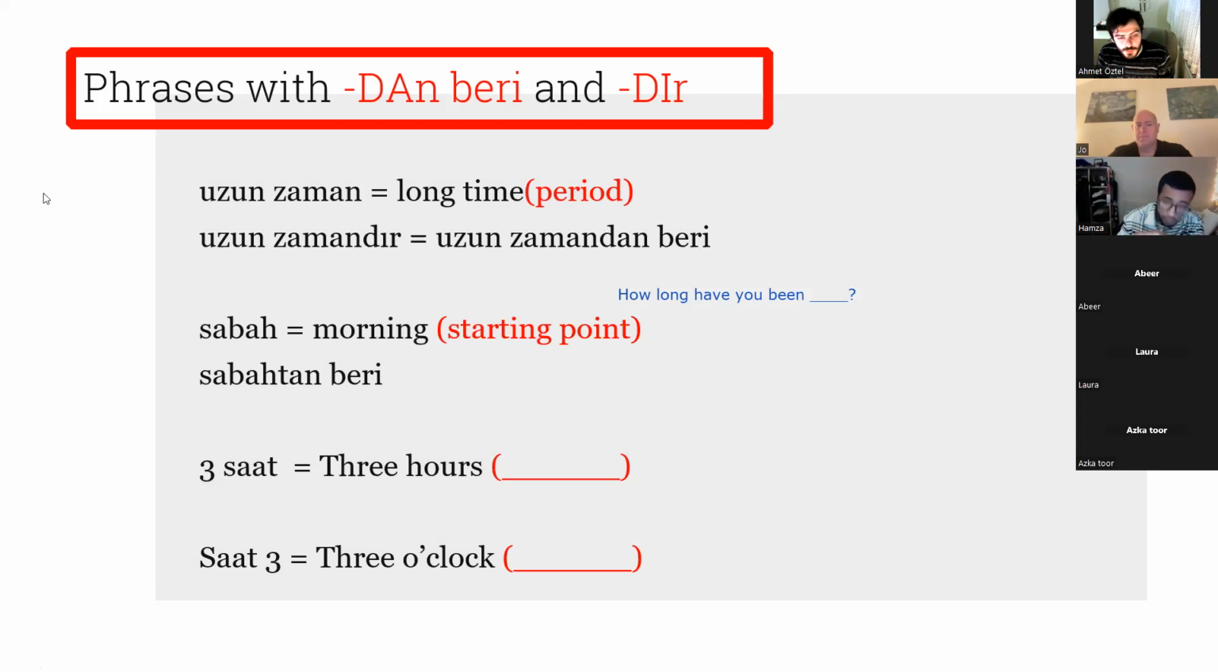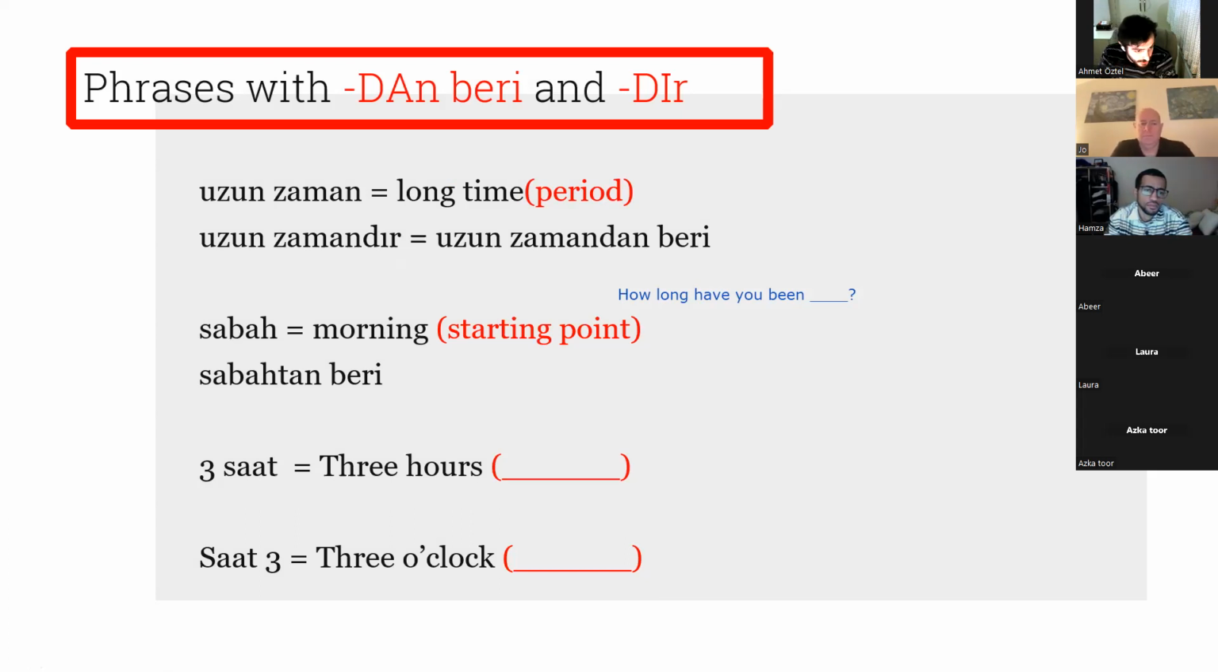And we also can use some phrases that don't include any specific time gap, but we can basically say for a long time. In this case, we can use both of the options. We can either say uzun zamandır, or I can say uzun zamandan beri, because dan beri basically goes with every option. And if I want to say since the morning, then it's going to be sabahtan beri.